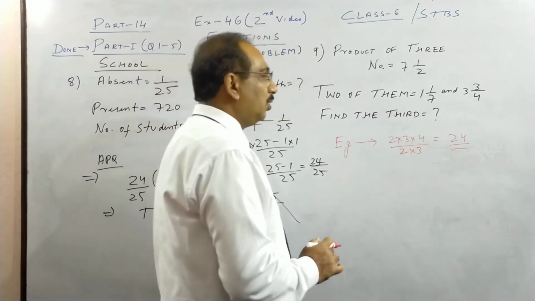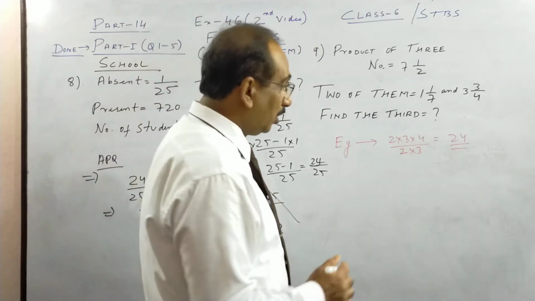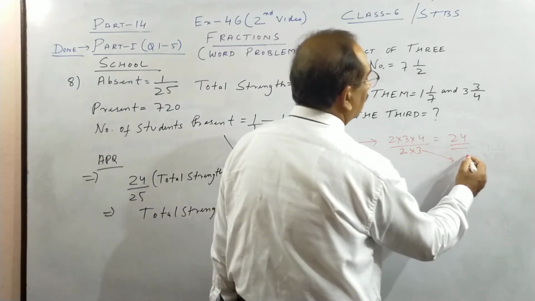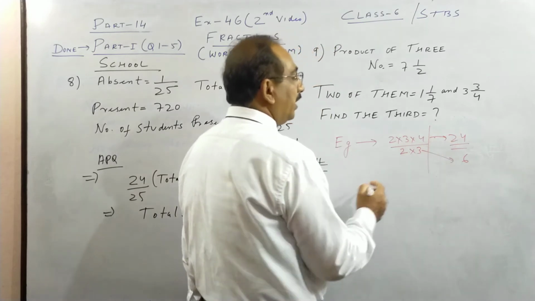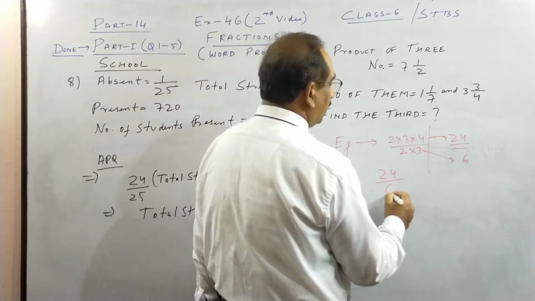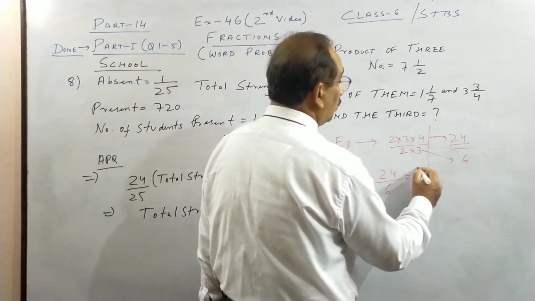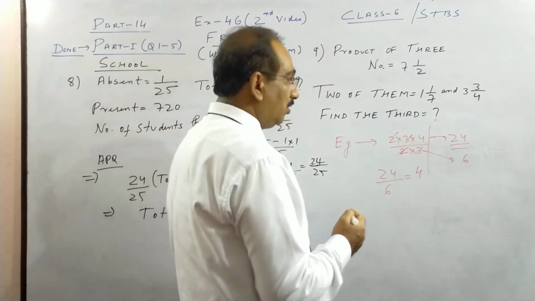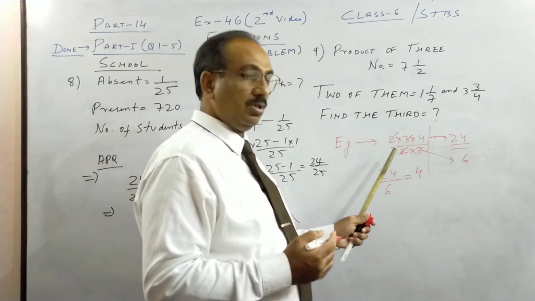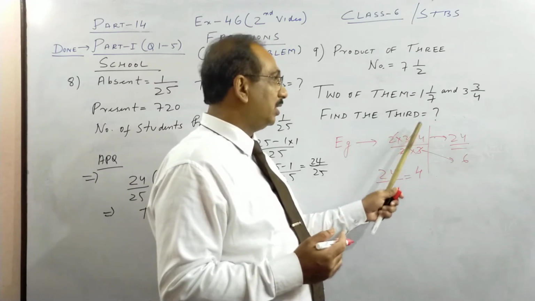So if two of them are 2 and 3, what is the product of 2 and 3? 6. What is the product of 3 numbers? 24. So if you divide 24 by 6, you get 4. This way it will cancel and your answer will be 4. So once more, the product of 3 numbers is 24.